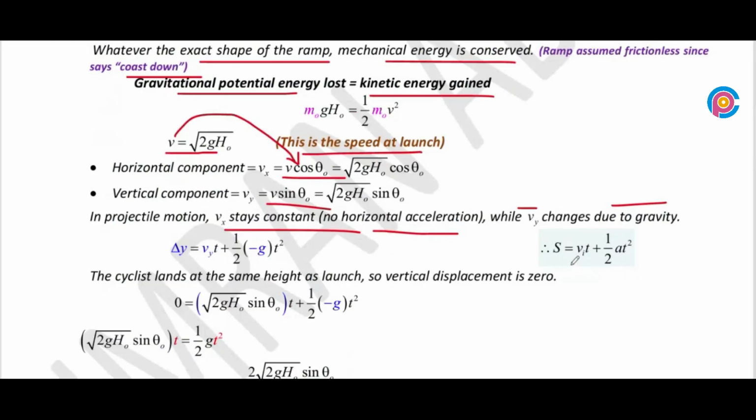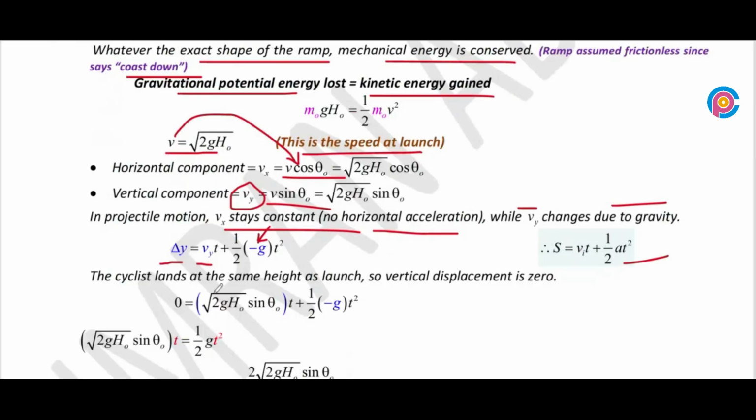We have the equation S is equal to Vi t plus half a t squared. We shift this to the vertical y-axis, so delta S can be replaced by delta y. Vi, the initial velocity, is the initial vertical component Vy, and a is equal to minus g, because the initial velocity is directed upward while the gravitational acceleration is directed downward. So there is a negative sign because it is against the direction of the initial velocity.